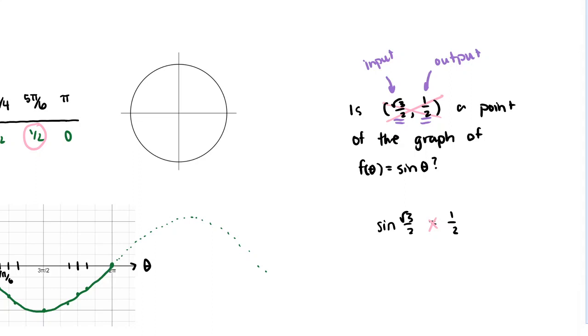Well, they might think that this is a point on the unit circle, and this is one of those points that we use to help us evaluate our sine function. This point here, the square root of 3 over 2 comma 1/2, is a point on our unit circle, and we quite regularly use it to evaluate our sine function because it's the point corresponding to the angle of pi over 6. But again, this is a point on the unit circle, not a point on the graph of our sine function.